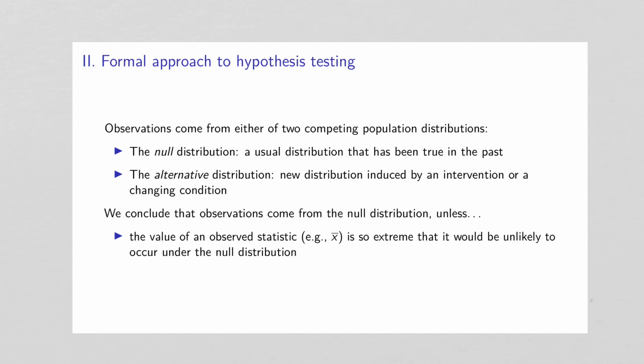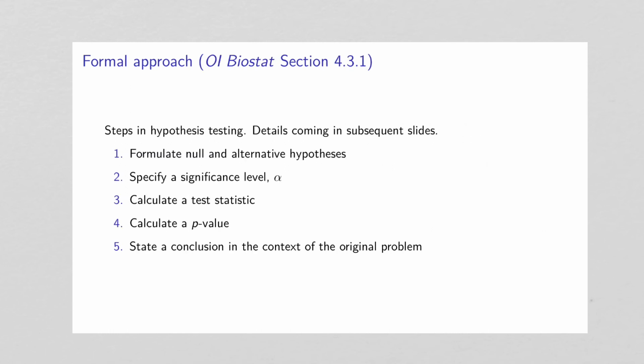So a more formal approach to hypothesis testing is having the null and the alternative hypotheses. Two competing population distributions: the null distribution, a usual distribution that we know to have been true in the past, and the alternative distribution, the new distribution induced by an intervention or a changing condition. We conclude that the observations come from the null distribution unless the value of an observed statistic is so extreme that it would be unlikely to occur under the null distribution. So these are the steps in hypothesis testing. Formulate null and alternative hypotheses. Usually your null hypothesis is a statement of equality.